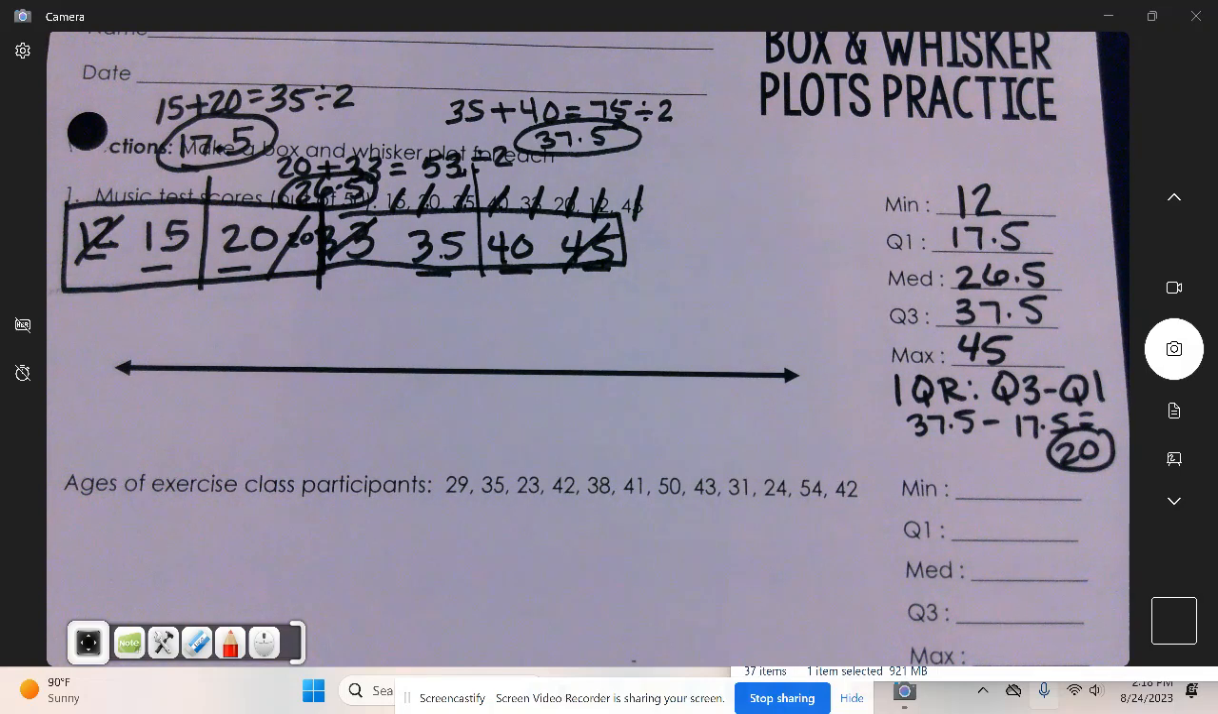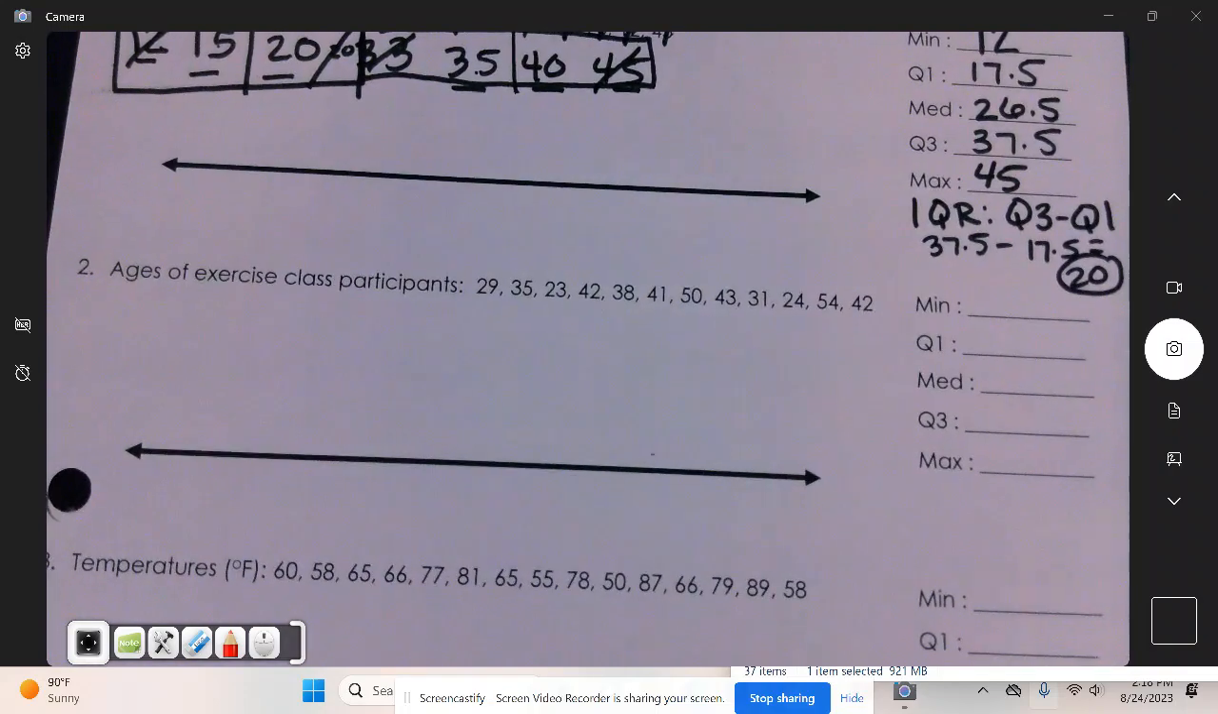Okay? All right, let's try it again. What's our very first step? Well, before we do any of that, what do we got to do? Gotta put them in order. Put them in order. So let's see if I can not skip a number this time.